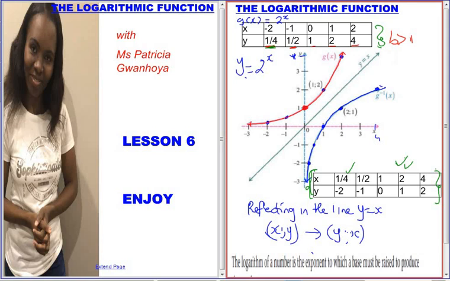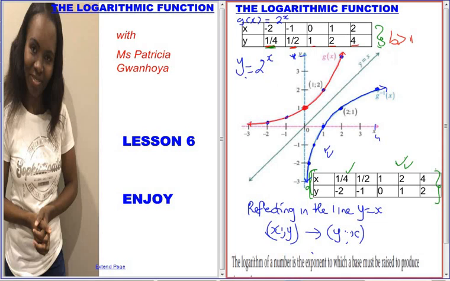Well, that would be the reflection of the graph y is equal to 2 to the power x in the line y is equal to x. But from what we know now, if we are reflecting in the line y is equal to x, we'll be getting the inverse function. So in other words, the inverse function of an exponential graph happens to be this graph over here. Maybe you're wondering, what is that graph exactly?